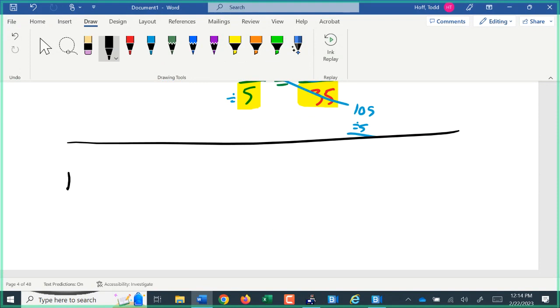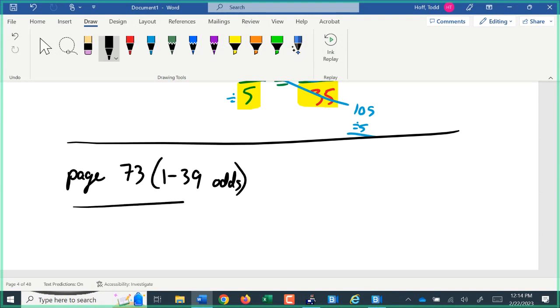So for right now, if you take a look in the book, page 73, 1 through 39, the odds, dealing with problems with rates and ratios and proportions.